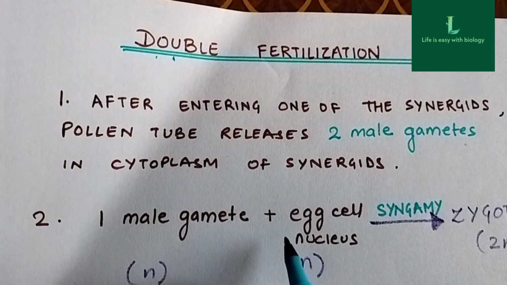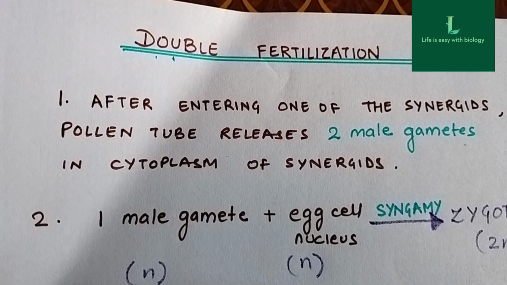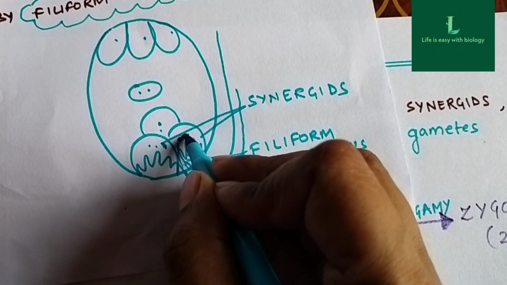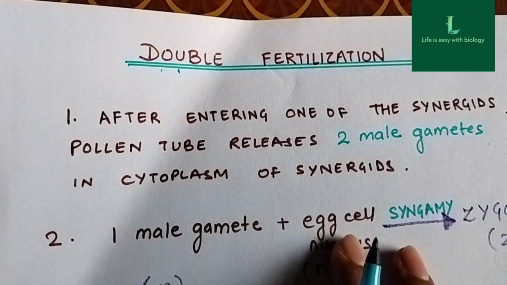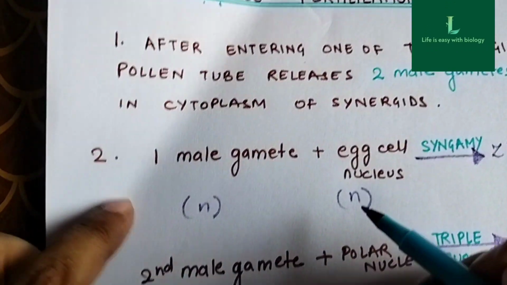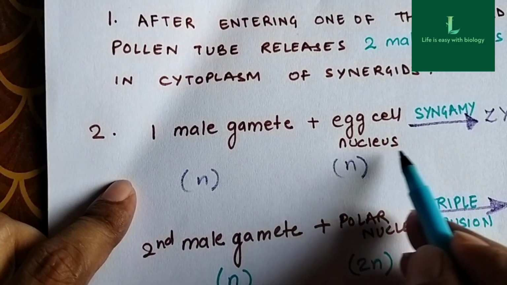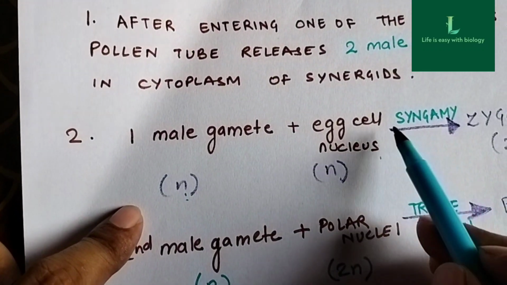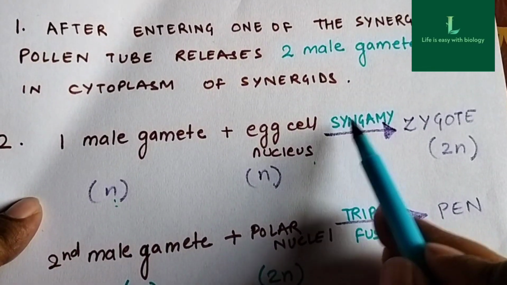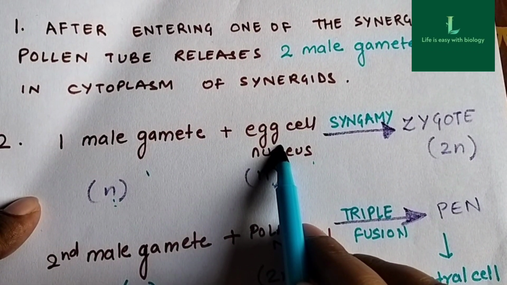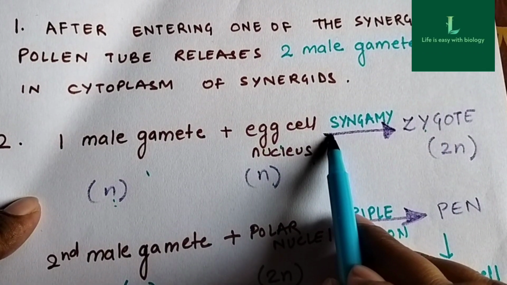Now see, after entering one of the synergids, once the male gamete reaches the synergids, in the cytoplasm of the synergids, it releases the 2 male gametes. Fine. One of the male gametes fuses with the egg cell, that is the nucleus. Both are haploid. Male gamete is haploid and egg cell is haploid. This process is called syngamy and it results in the production of zygote. One male gamete fuses with the nucleus of the egg cell to form zygote. This process is called syngamy.